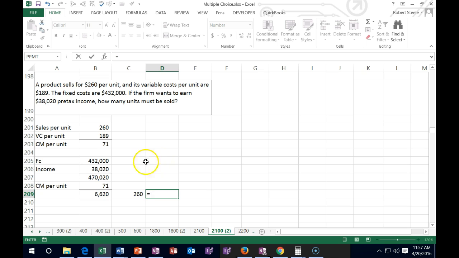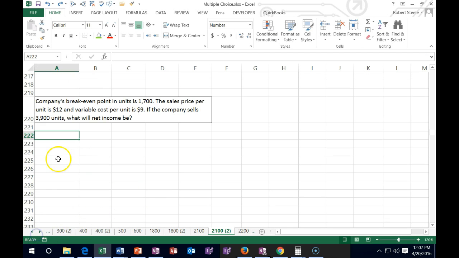And that means that we would need revenue of 6,620 times the 260 of 1,721,200. Company's break-even point in units is 1,700. The sales price per unit is 12, and the variable cost per unit is 9. If the company sells 3,900 units, what is net income?